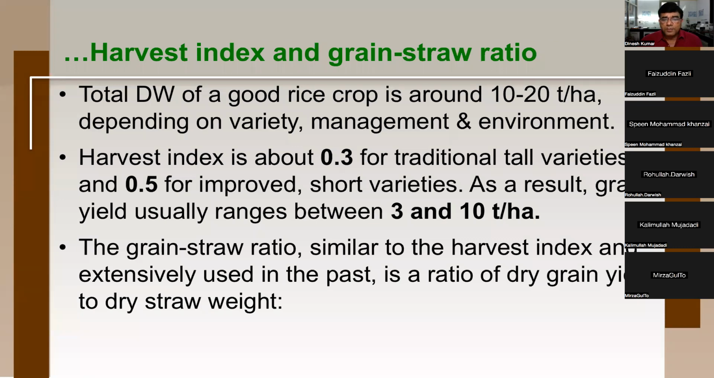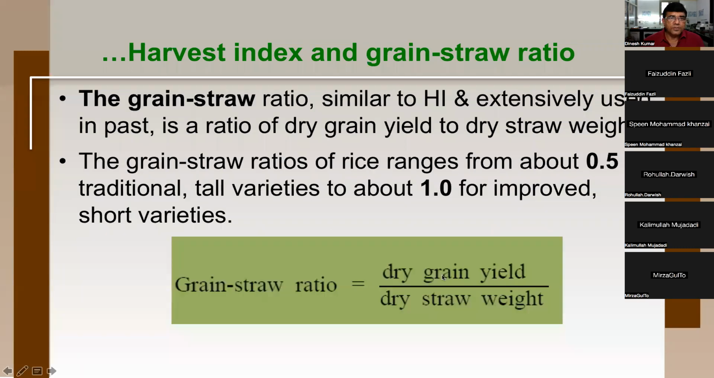The grain straw ratio, similar to the harvest index and extensively used in the past, is a ratio of dry grain yield to dry straw weight. So it depends upon your interest. You can also have grain to straw ratio. The grain straw ratio of rice ranges from about 0.5 in traditional tall varieties to 1 in improved varieties. 1 means equal, the same quantity of grain and the same quantity of straw.